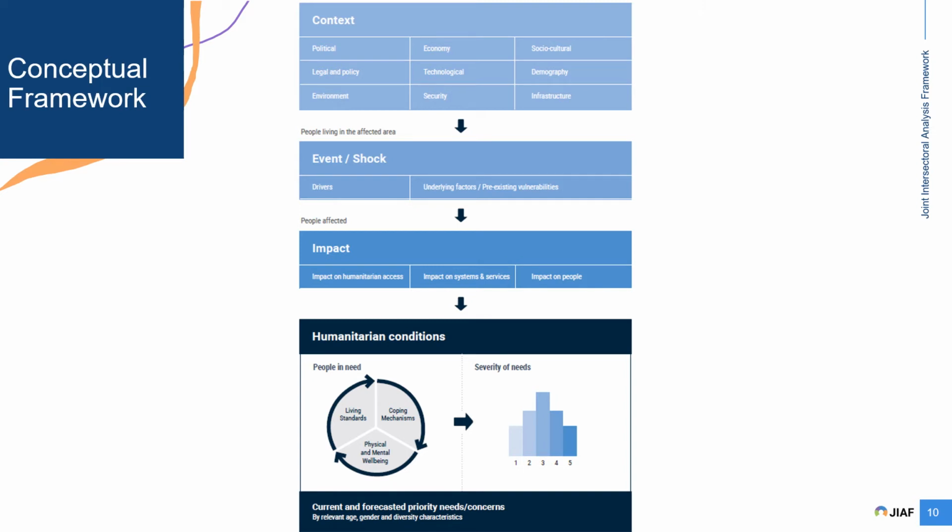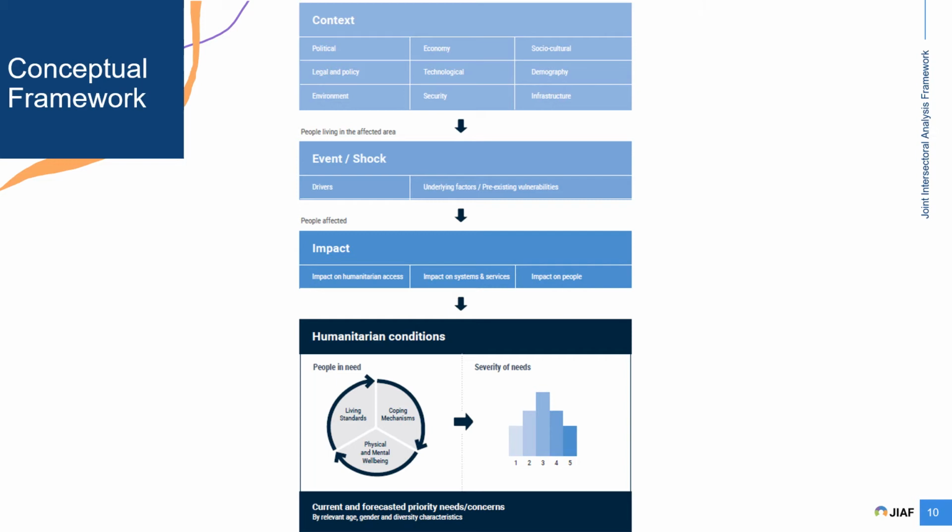The fourth pillar, the humanitarian conditions pillar, is where the consequences of the shock or the event, its impact on people, are identified in terms of magnitude and analyzed in terms of severity. The severity of humanitarian conditions is estimated by taking into account 3 humanitarian consequences. You can see them here on the slide: living standards, coping mechanisms, and physical and mental well-being. We'll look at that in more detail in a bit.